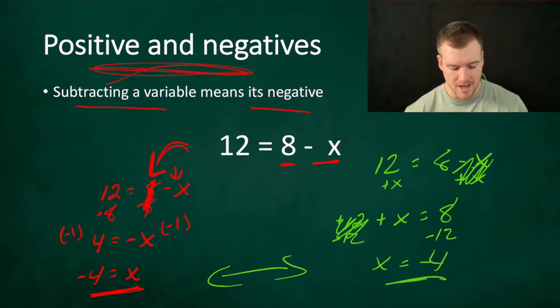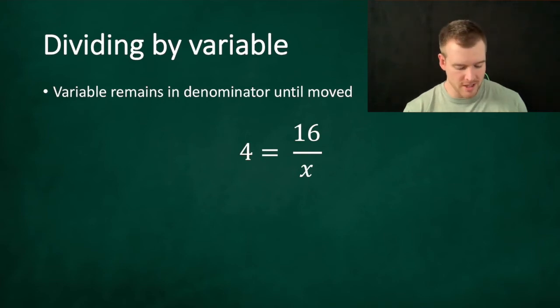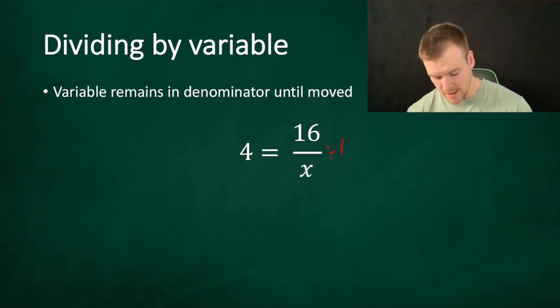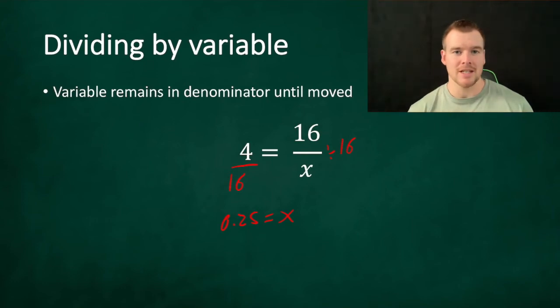You can solve it either way, but that's sometimes something that can give people some trouble, when we have a negative variable. Another thing that might cause you trouble is when you have the variable in the denominator. So a variable remains in the denominator until you move it. I think people forget that it has to stay in the bottom there. So for example, I think people see this and they say, well, okay, I see 16. I want to get rid of it, so I'm going to divide. They divide by 16. They go 4 over 16, which is 0.25, is equal to x. And they say we're done.